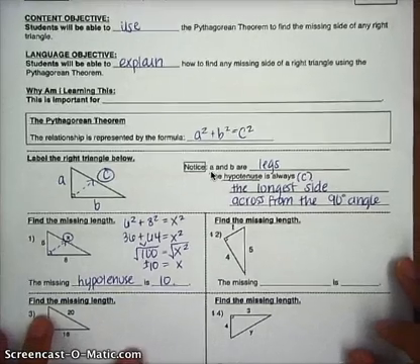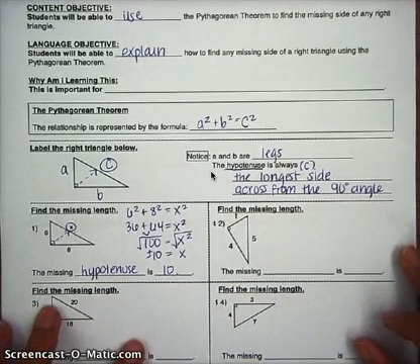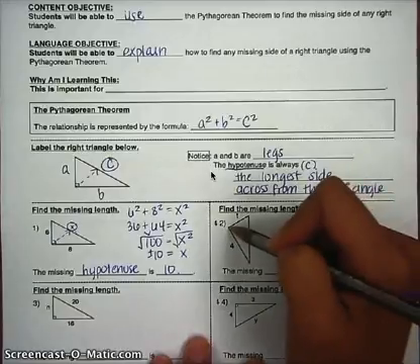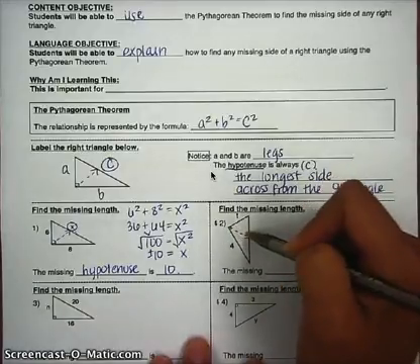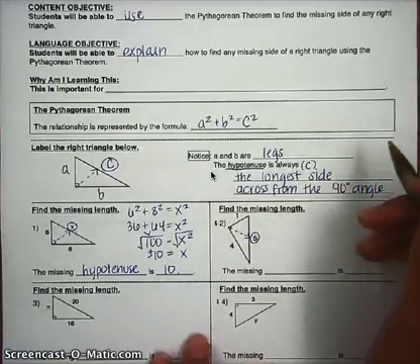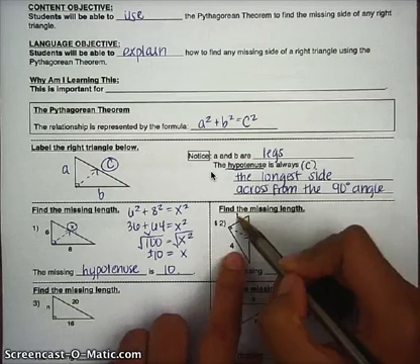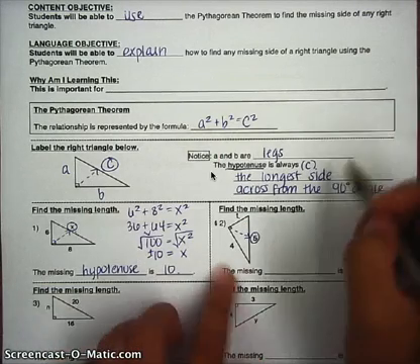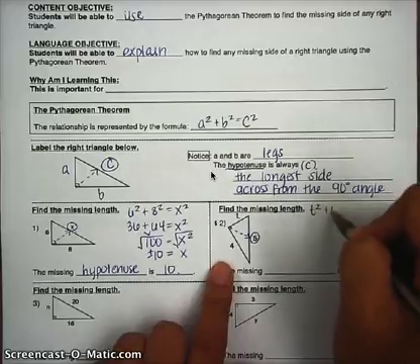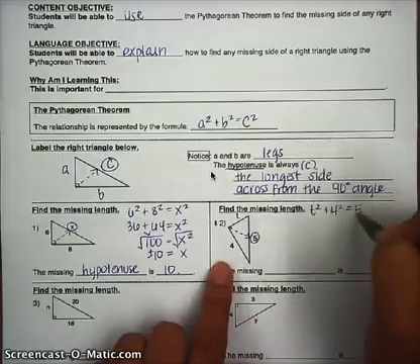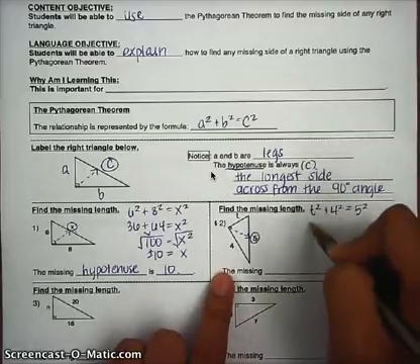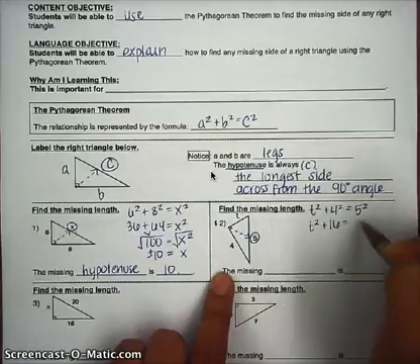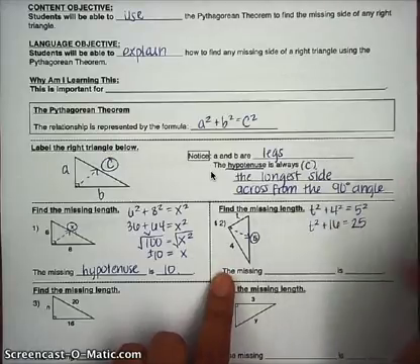Now let's look at our second example. Again, the instructions are find the missing length. The first thing I want to do is identify which one's the hypotenuse. So going across from the 90-degree angle, I'm going to see that 5 is my hypotenuse. Therefore, t and 4 are the legs, which I would plug in for a and b in my formula. So t squared plus 4 squared equals 5 squared. I'm going to simplify this. T squared stays the same. 4 squared becomes 16. 5 squared becomes 25.